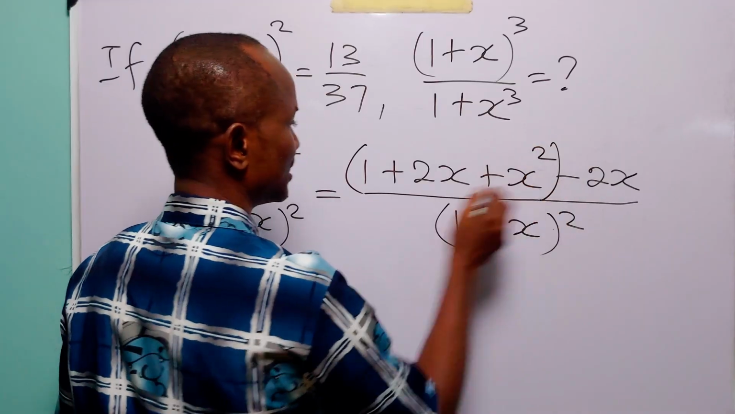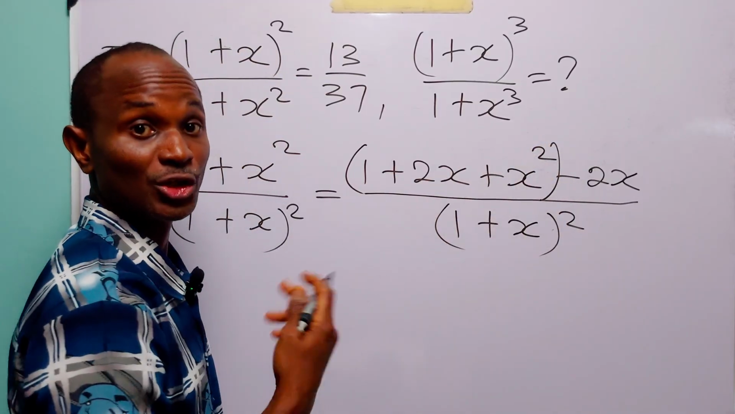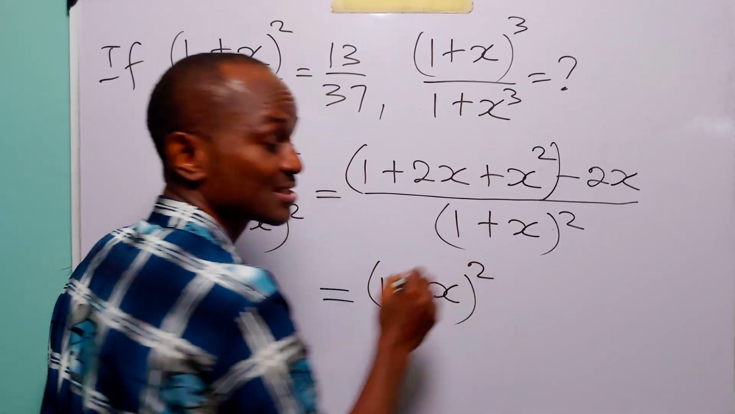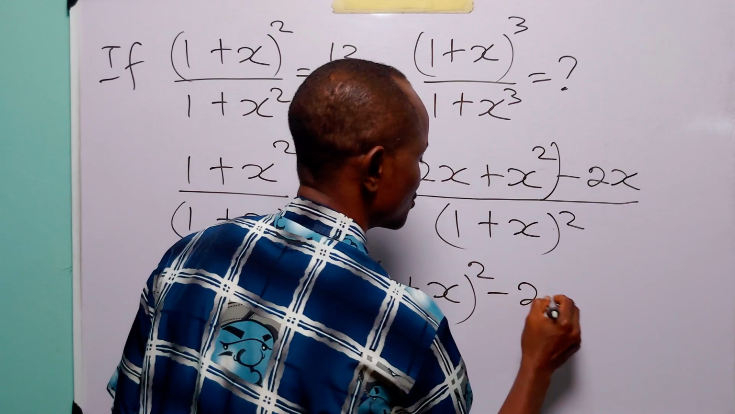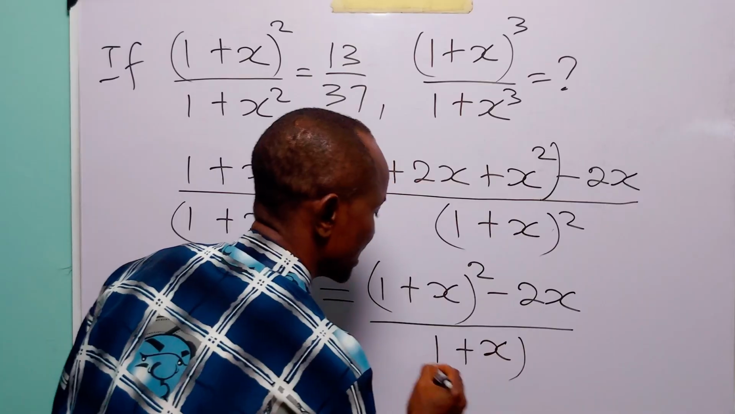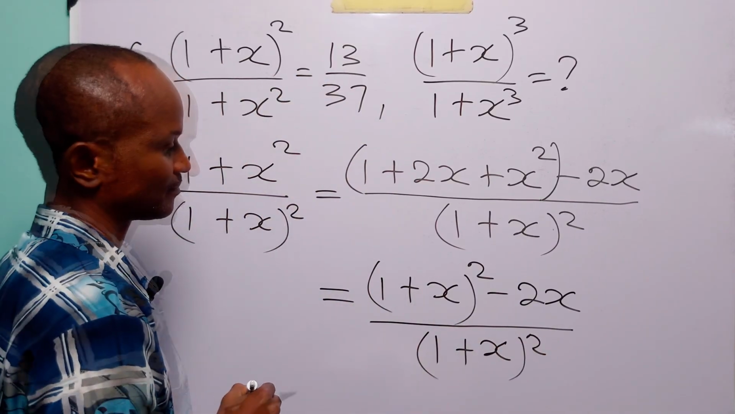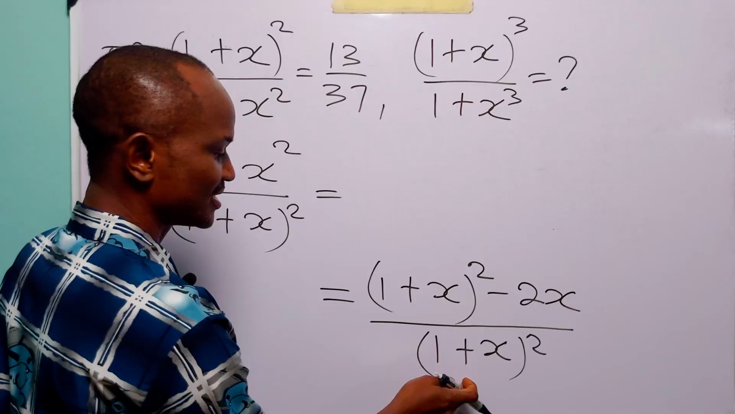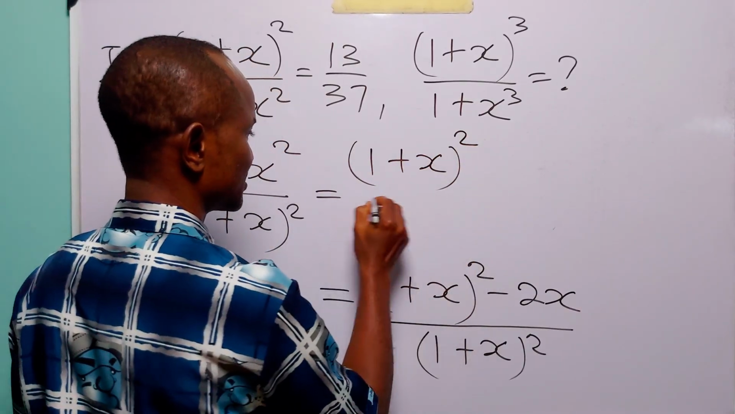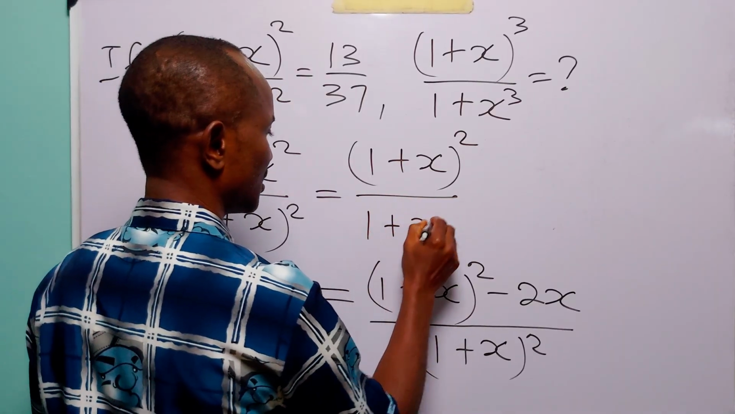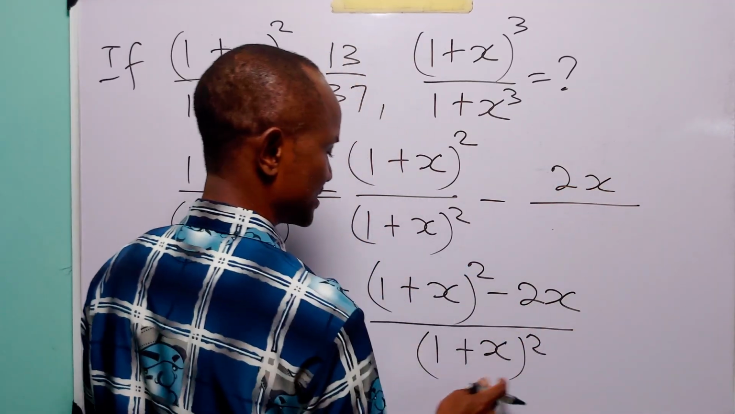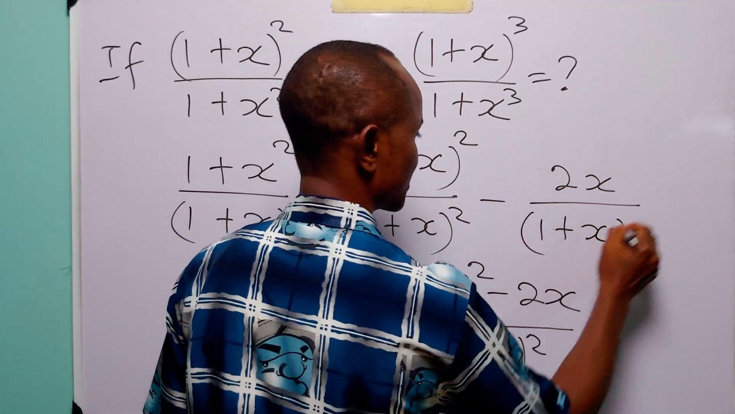But then look at this. That is 1 + 2x + x². You know that this is the expansion for (1 + x)². And here we have minus 2x. And in the denominator, we still have 1 + x². Now, the next thing I'm going to do is to write this fraction in the form (1 + x)² over the denominator 1 + x², minus 2x over the denominator 1 + x².